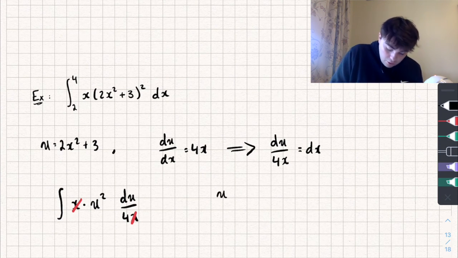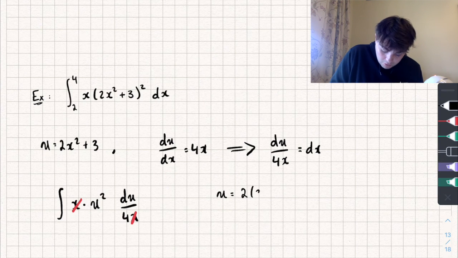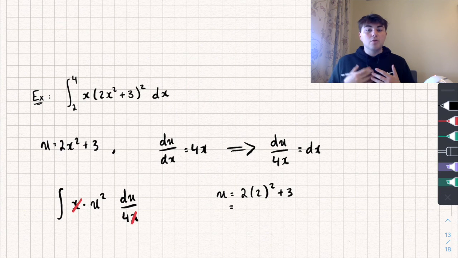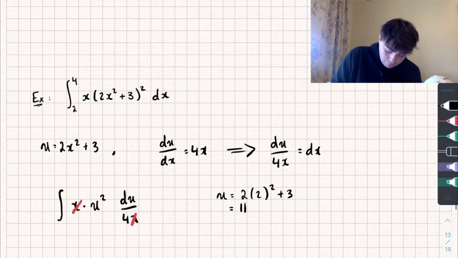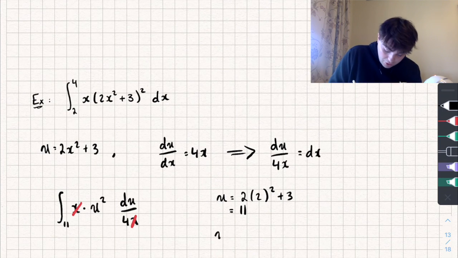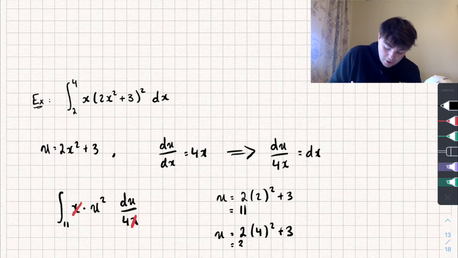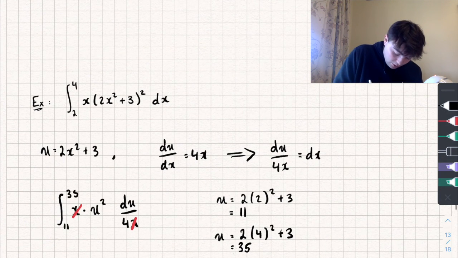When I substitute in the lower limit first, so when x is equal to 2, we have u is equal to 2 multiplied by 2 squared plus 3. Simplifying, 2 squared is 4, so 2 multiplied by 4 is 8, 8 plus 3 is 11, so that's my lower limit. I'm going to do the same for the upper limit, which is 4, so u is equal to 2 multiplied by 4 squared plus 3. 4 squared is 16, 16 multiplied by 2 is 32, plus 3 gives us 35.